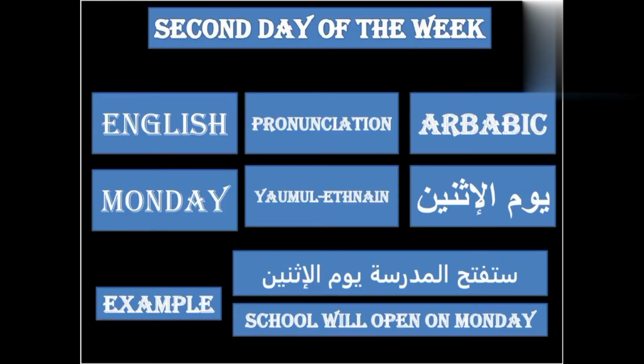Second day of the week. The second day of the week in Arabic is Yamul-Ethnain, and it is derived from the word Ethnain, meaning 2. And Yamul-Ethnain comes between Yamul-Ahad and Yamul-Thulutha. See the example. ستفتح المدرسة يوم الاثنين. School will open on Monday.